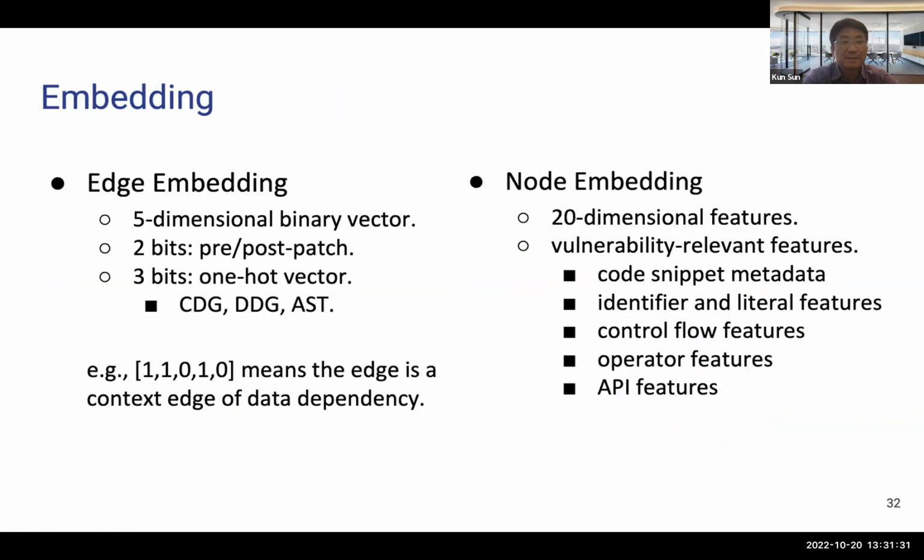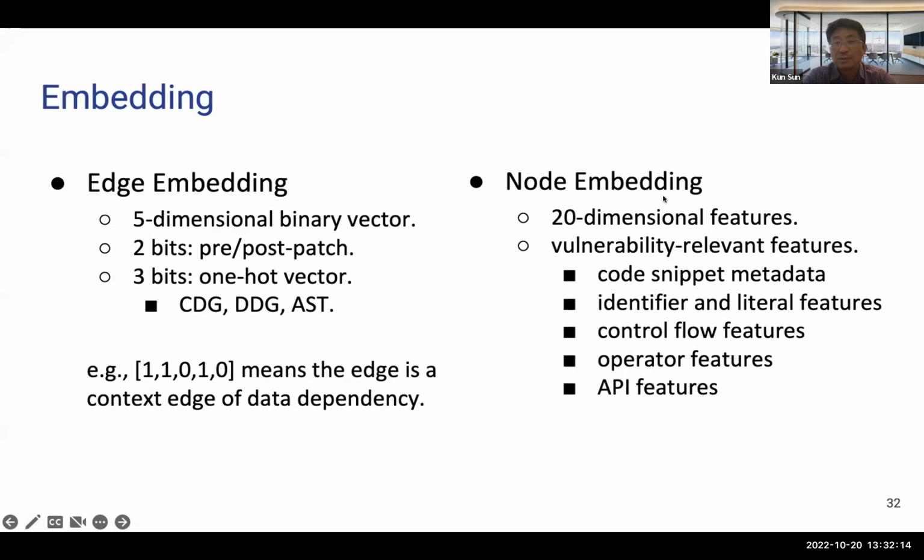So for the node embedding, we use a 5-dimensional binary vector. We use a 2-bit to show if it's pre or post patch, which patch it belongs to. And we also use a 3-bit one-hot vector to show whether it belongs to the control dependency graph, the data dependency graph, or the AST. So for example, for this edge embedding, 11010 means this edge is a context edge. This 11 is context, and this 1 means it's a data dependency.